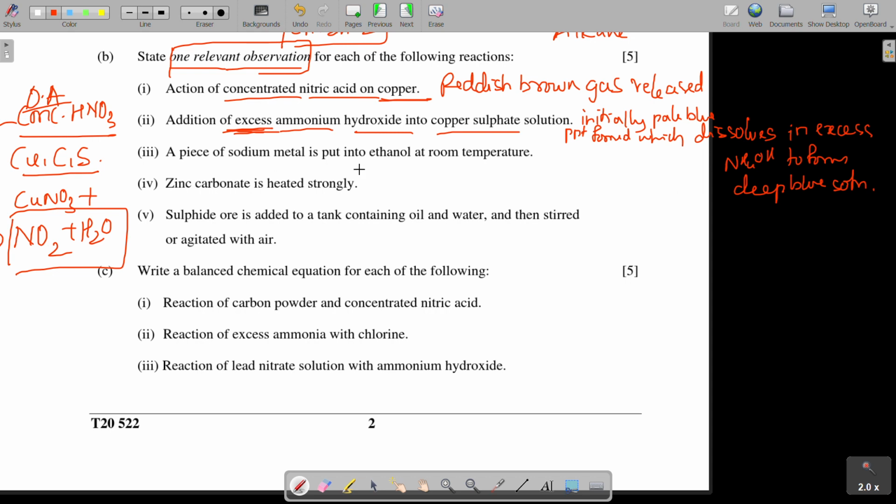A piece of sodium metal is put into ethanol at room temperature. So this is in alcohols, which is not there in the 2023 syllabus. Okay, let's go to the next one.